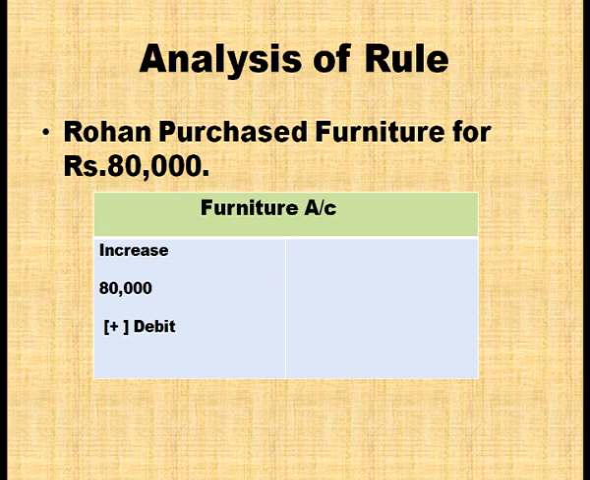Cash is going from the business, so there is a decrease in the asset. Rule for asset account, when it is decreased, it is credited. So, cash account is credited and furniture account is debited. Rule for asset account, when it is increased, it is debited. So, furniture account is debited with the amount that is given in the transaction. So, furniture account debited and cash account is credited.